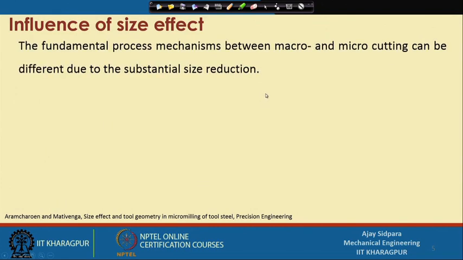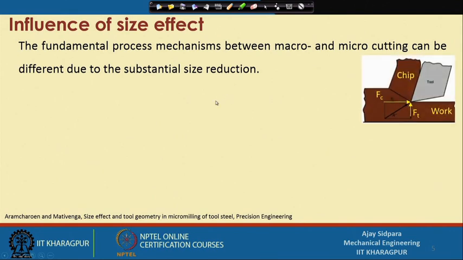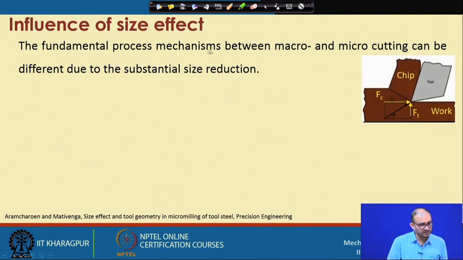So, now what is the influence of size effect on the different types? Size effect means when you scale down the tool, when you scale down the uncut chip thickness, what is going to happen with the surface, or what is going to happen with the tool also. In this case, the fundamental process mechanics between the macro and micro can be different due to substantial size reduction. This is the normal conventional diagram where the chip is removed, the cutting force, this is the thrust force, and this is the workpiece.